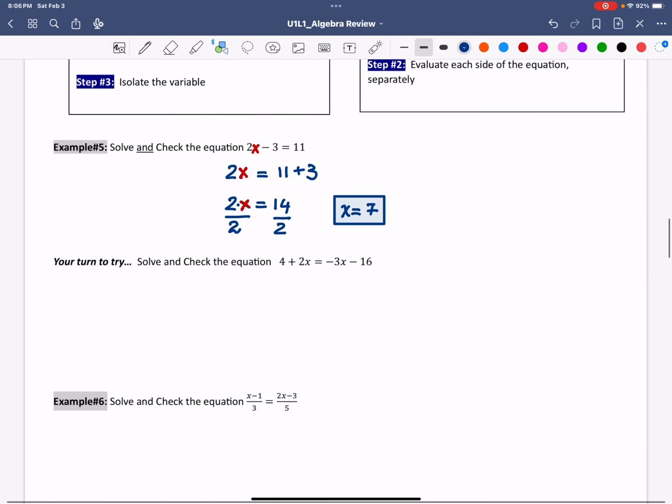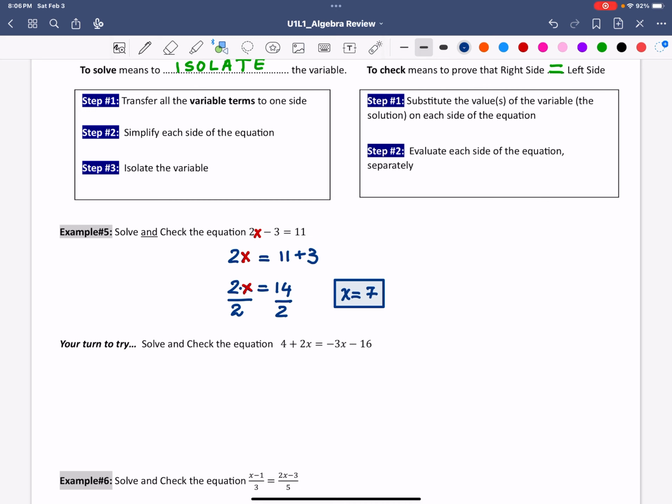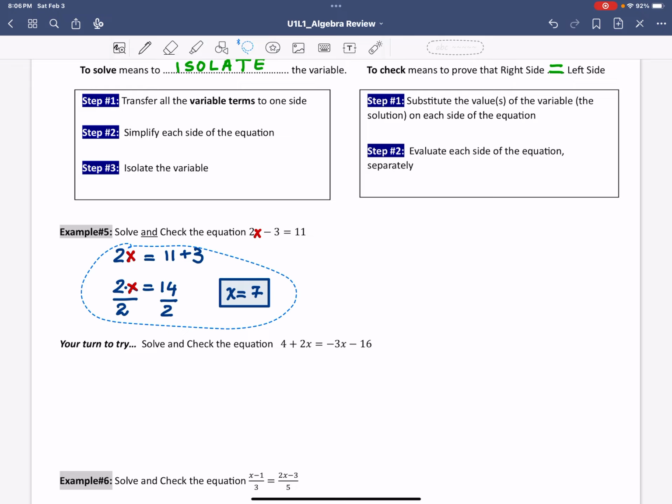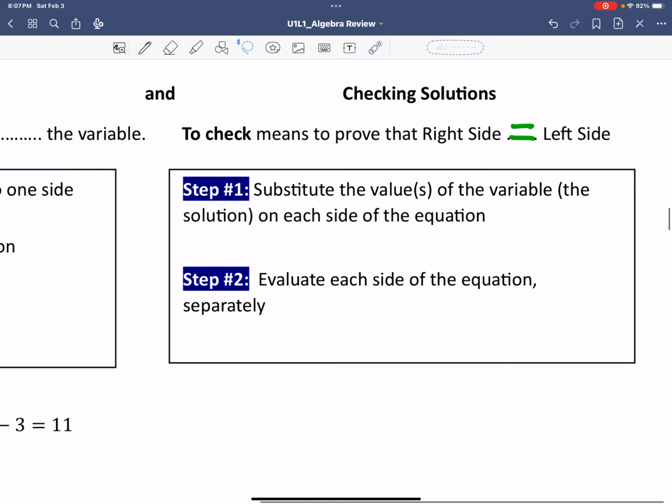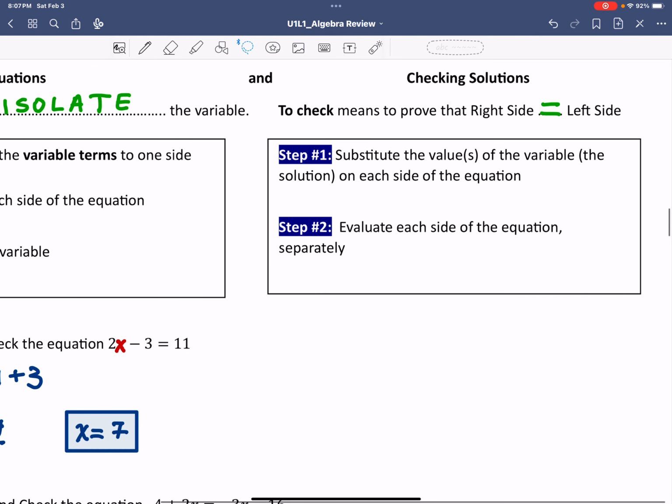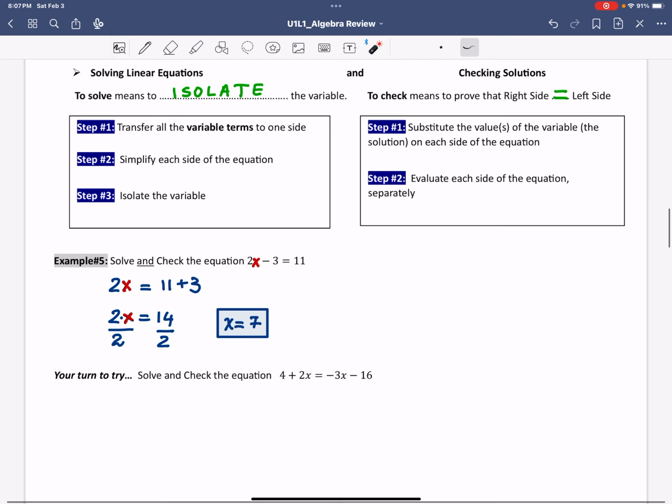Now, you may be wondering, how about making sure that this solution is correct? How do we do this? Well, in order to check if our answer is correct, we can perform a formal check of the solution. To check means to prove that the right and the left side of the equation have the same value. So the way we do this is by substituting the value of the variable, or the solution, into both sides of the equation and simplifying them separately. So let's do this together.